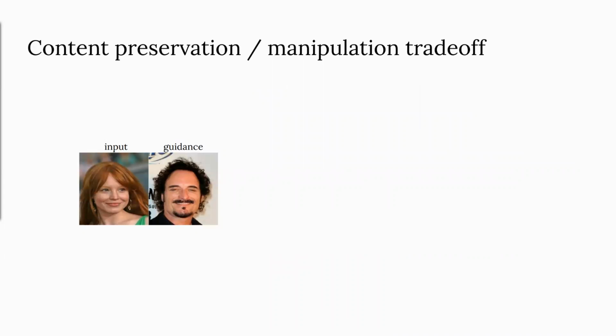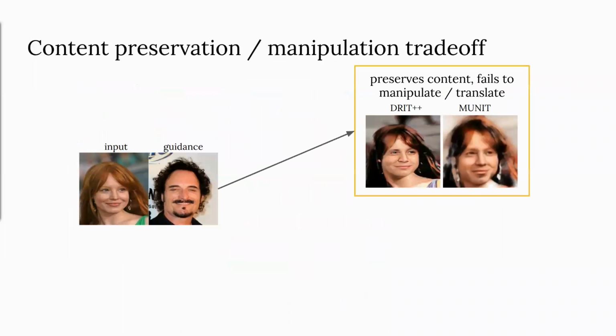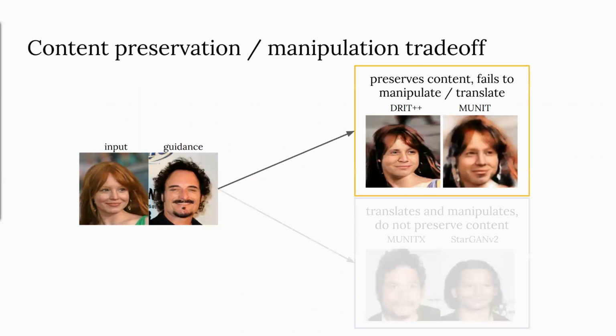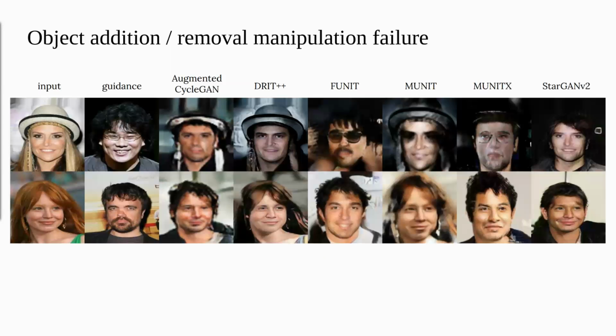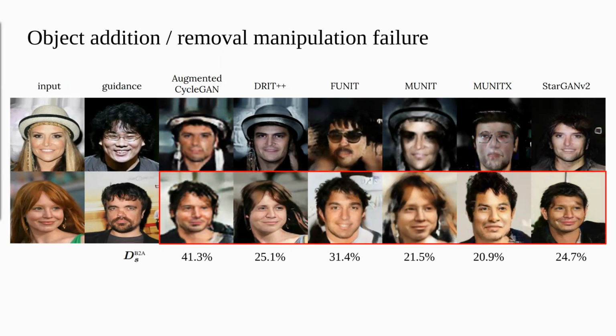First, there is a clear trade-off between the content preservation quality and domain-specific manipulation quality. Typically, the failing methods fall into one of two categories: the ones that preserve content well, but fail to translate the image correctly or manipulate the domain-specific attributes, and those that perform the translation and manipulation well, but fail to preserve the shared content information of the input image. Second, all methods we tested fail to add or remove certain objects, such as facial hair.